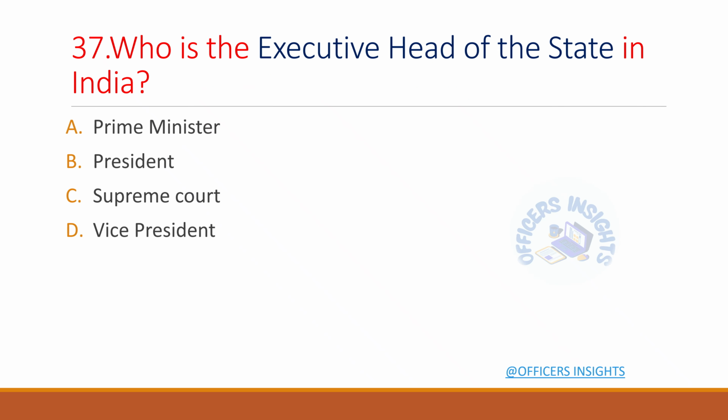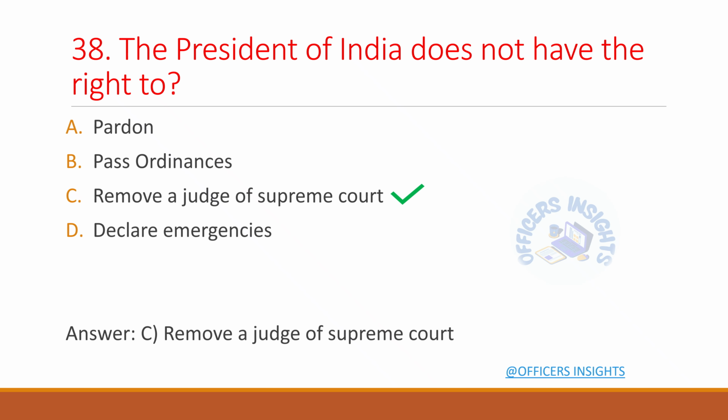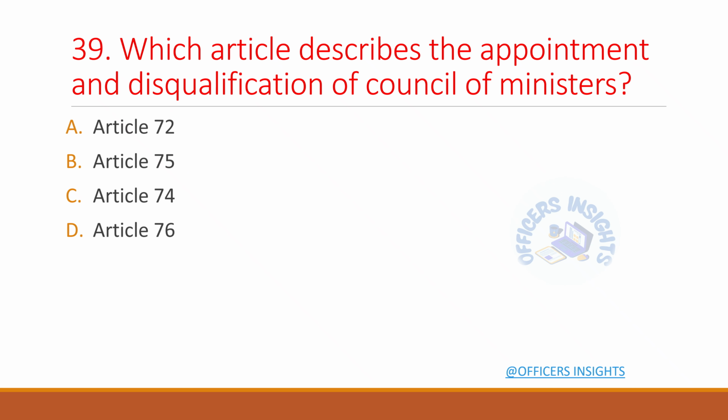Who is the executive head of the state in India? Correct answer is option B, President. The President of India does not have the right to. Correct answer is option C, remove a judge of Supreme Court. Which article describes the appointment and disqualification of Council of Ministers? Correct answer is option B, Article 75.